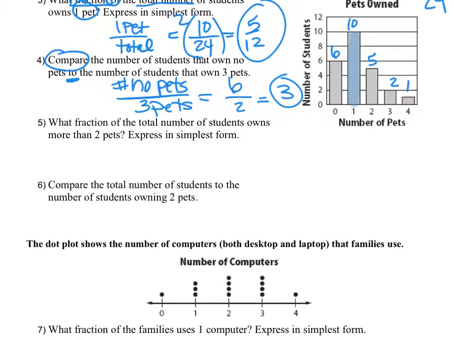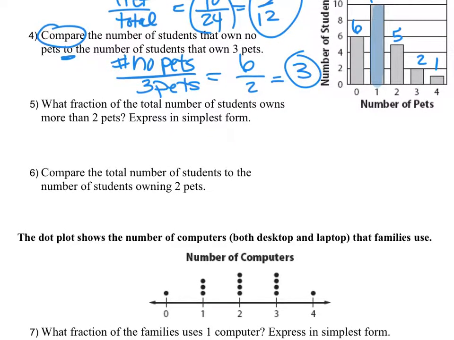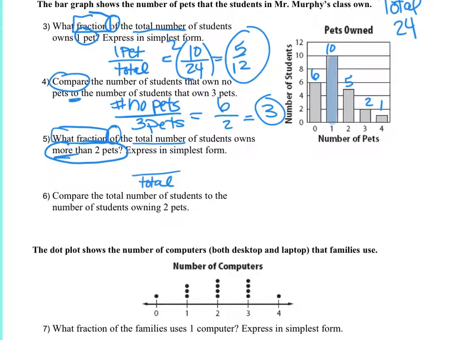Number 5, what fraction? Your answer is going to be a fraction of the total number of students, so total goes on the bottom, of students who own more than 2 pets. So not 2 or more, just more than 2. So it's 3 over 24, which is 1/8. Good.